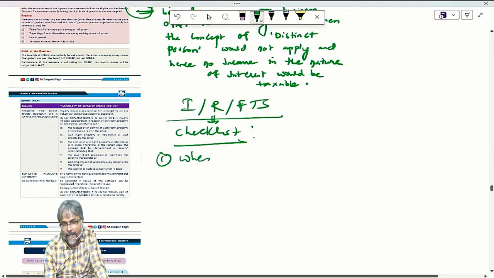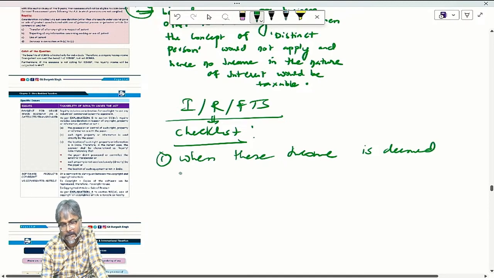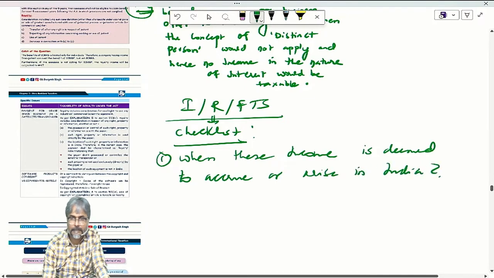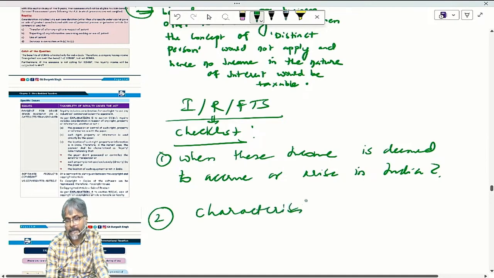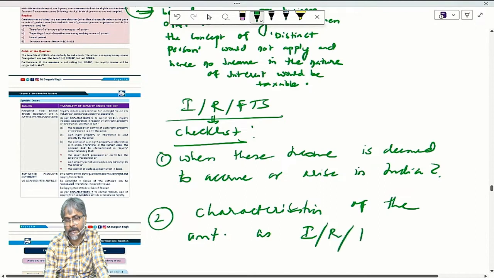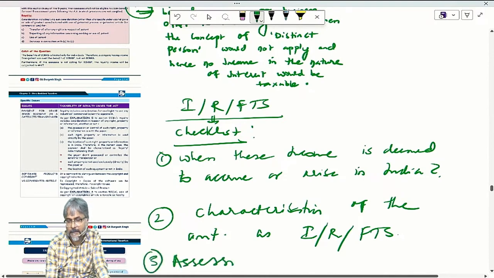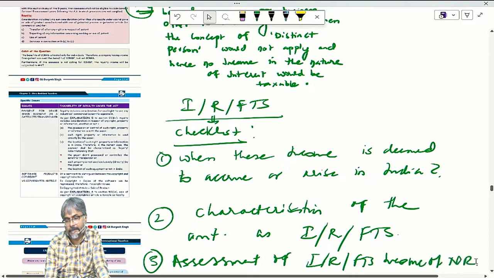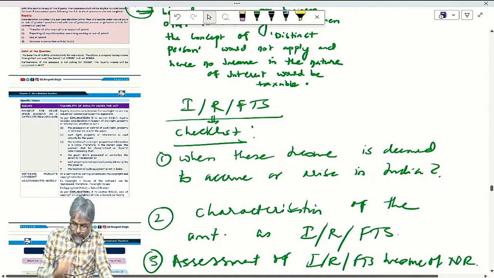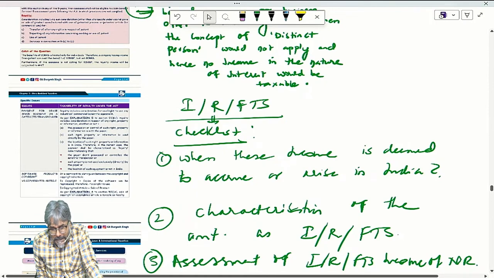One is when this income is deemed to accrue or arise in India. When this income is deemed to accrue or arise in India, that is point number one. Second is characterization of the amount as interest, royalty and FTS. And the last one is assessment of interest, royalty and FTS income of non-resident.